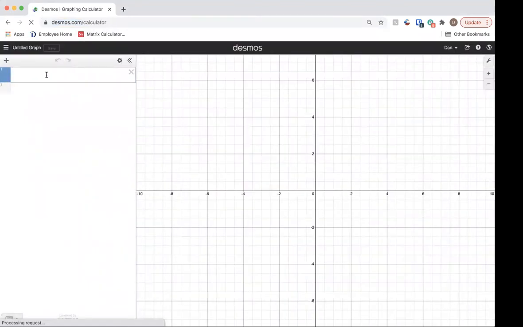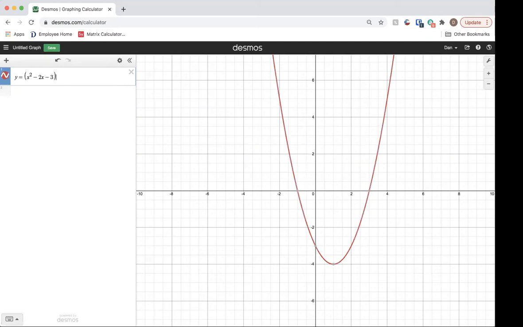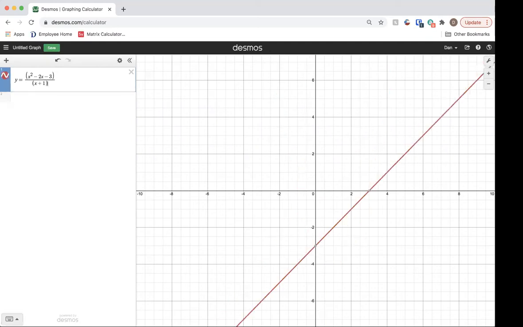And so our function was y equals x squared minus 2x minus 3, over x plus 1. And as you see, it looks like a straight line.